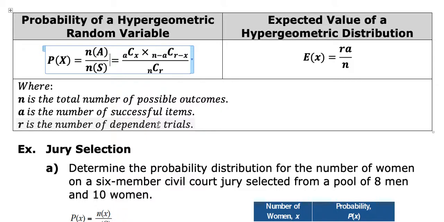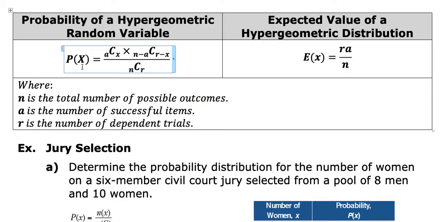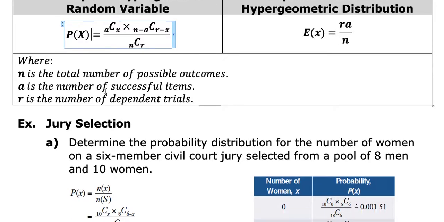So I'm going to take away the definition of probability, and this is what it is specifically for a hypergeometric random variable. On the right-hand side, what we have is the expected value of a hypergeometric distribution. And the formula, again, the parent definition of expected value of X is the sum of X times the probability of X. This can be simplified to RA divided by N. And we'll be including an additional video on the mathematical proof for that simplification as a bonus.